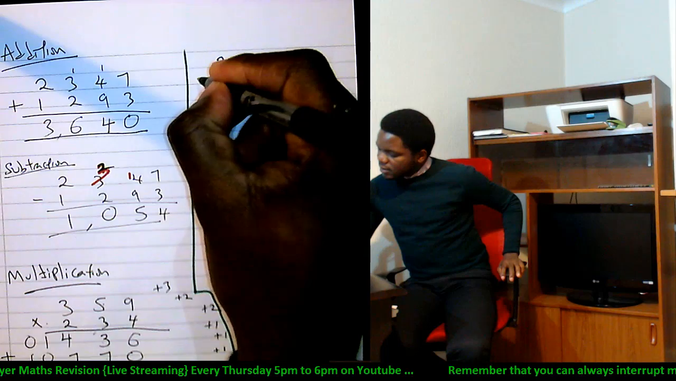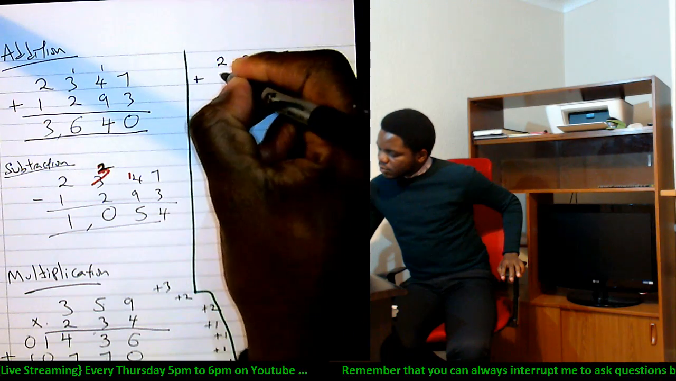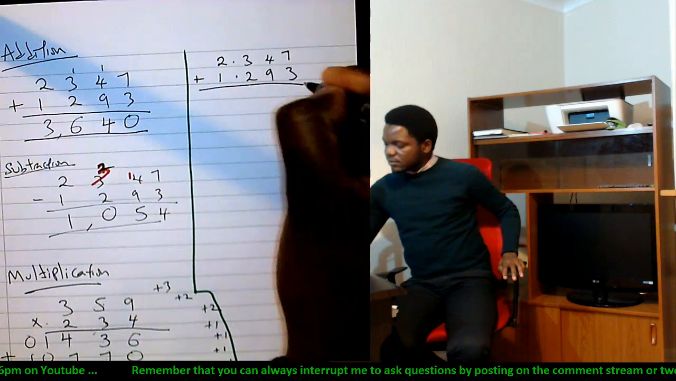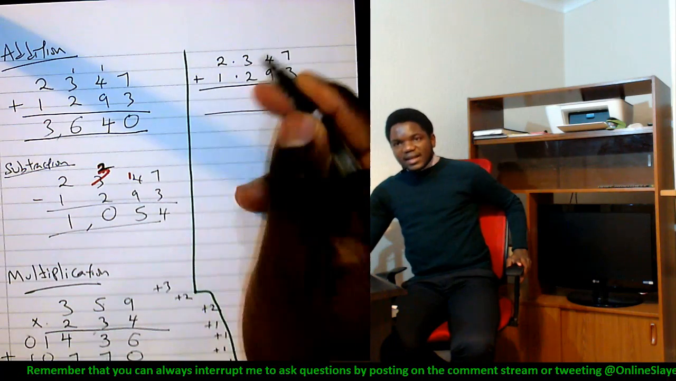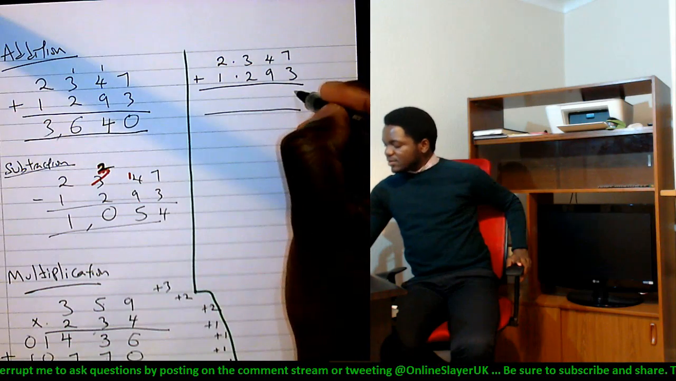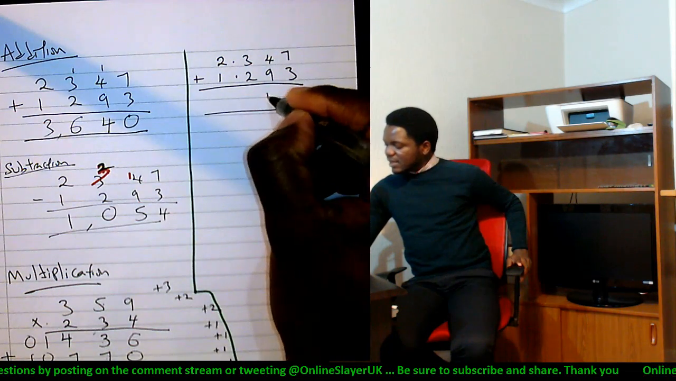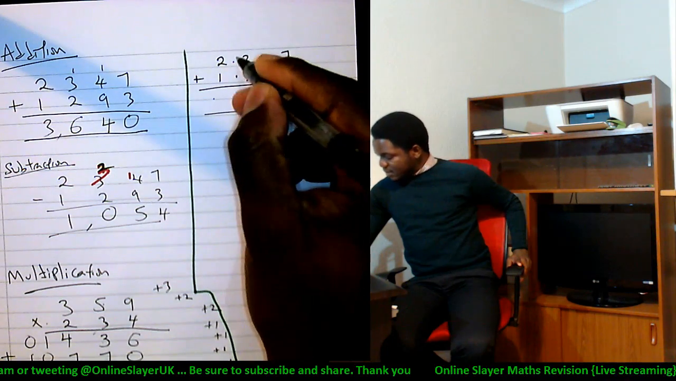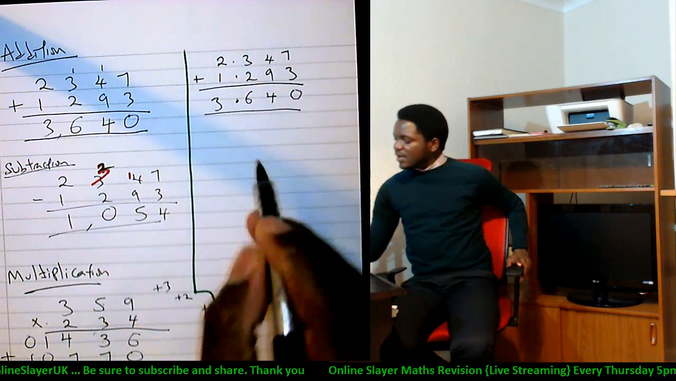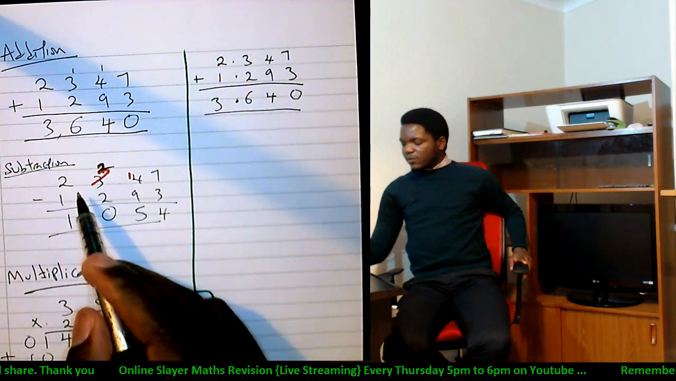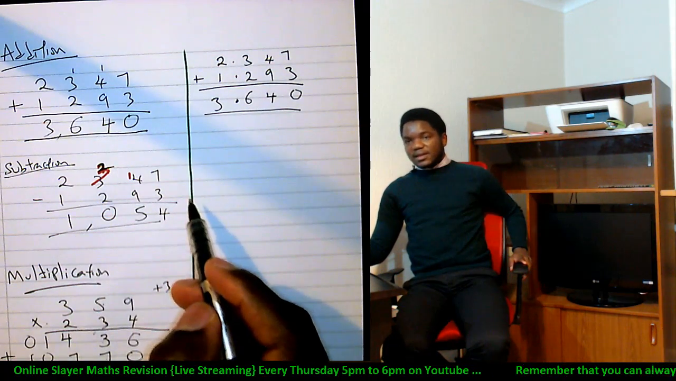2.347 plus 1.293. When you add these things up the same way you did this one, it's going to give you 0 here, 4 here, 6 here, and the point comes exactly where it should be, and then you've got 3. And also for the subtraction, it's going to be like that.